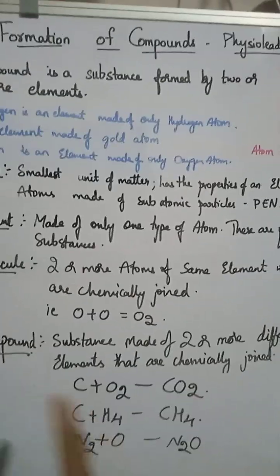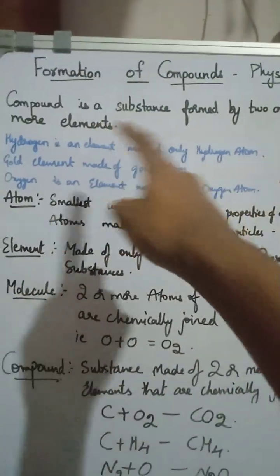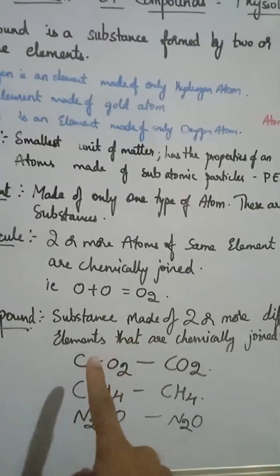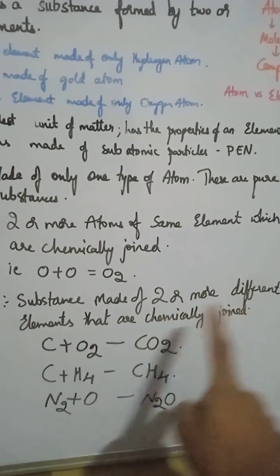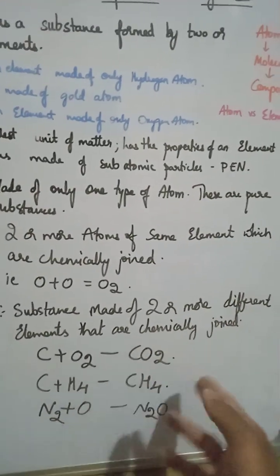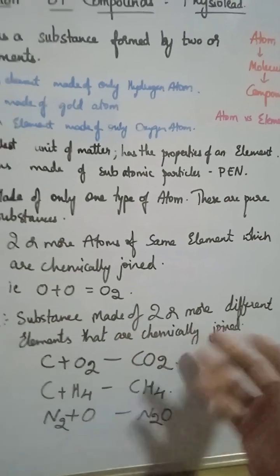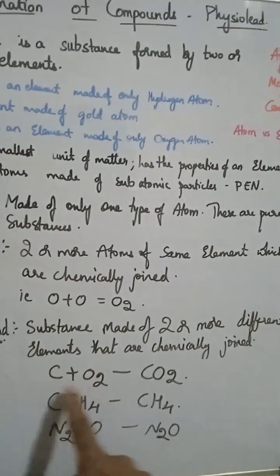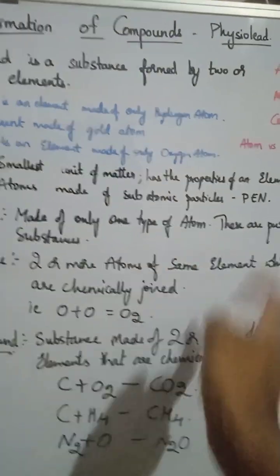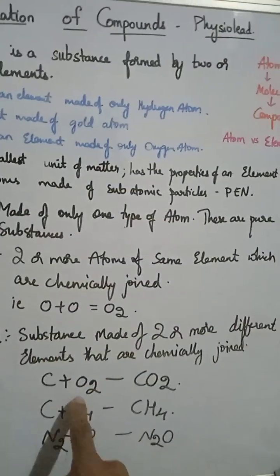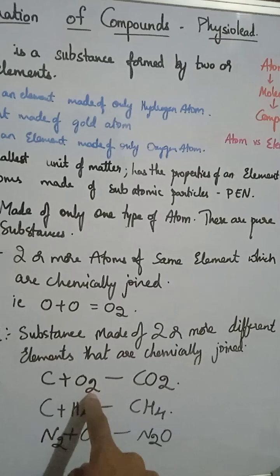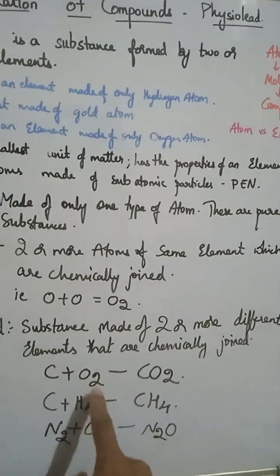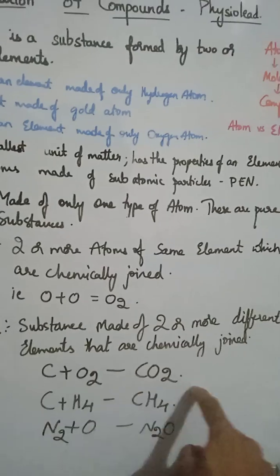What about the compound? I said in the starting that a compound is a substance that is formed by two or more elements, which are different elements. It might be any different elements which are chemically joined. For example, carbon is an element, because it is only one type, and it combines with a molecule. What is this molecule? This is another molecule, that is the oxygen molecule. An element combining with a molecule forms a compound.